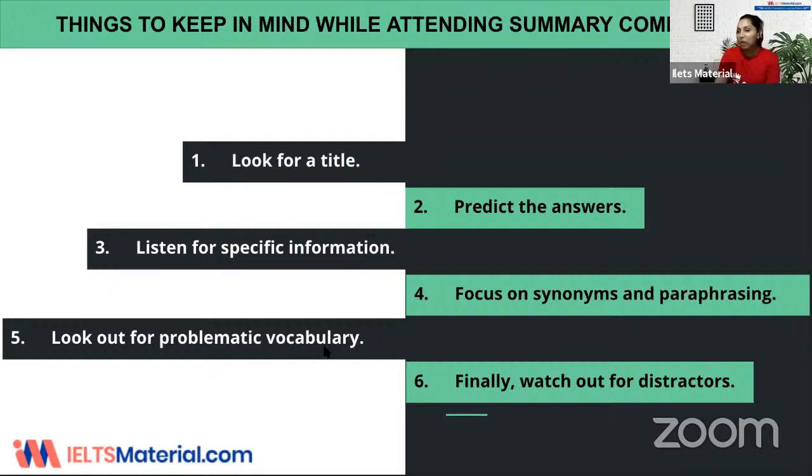Look out for problematic vocabulary. Problematic vocabulary is in numbers, or you may find a word which is difficult to listen to or difficult to identify, and difficult to write the spellings. And finally, watch out for distractors. It may definitely distract you, staying at one part and then eventually jumping to the other part. So it is called distractors, right? Maybe they would be talking about the effects, but eventually they'll just move to the results. And then you would say, oh God, I was just in the effects and how did it go to the results? Right? So these are the basic strategies to be followed for summary completion.